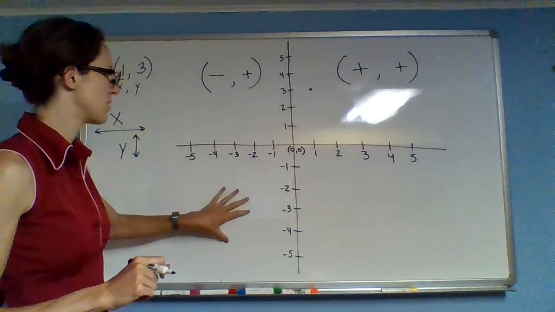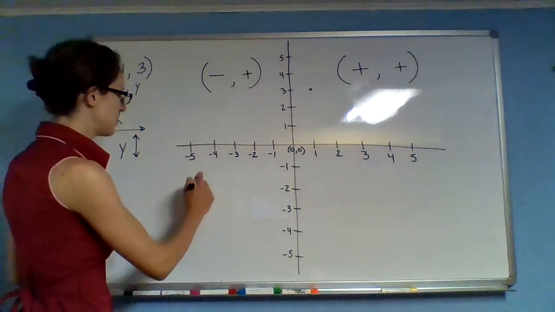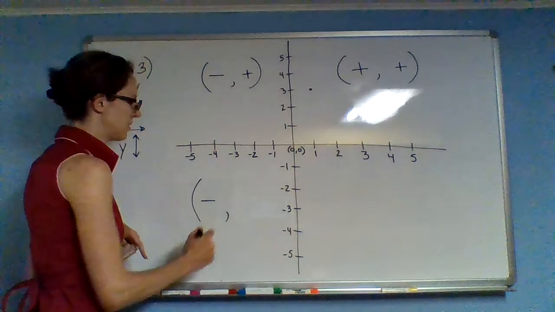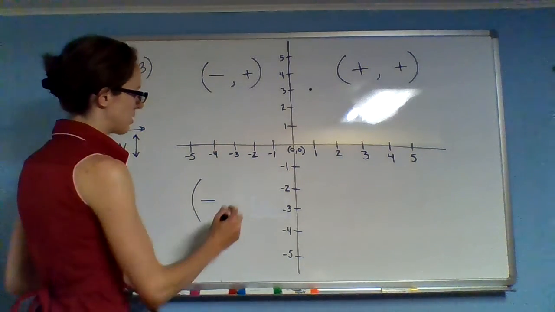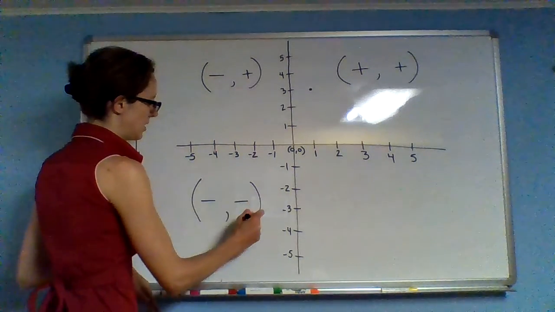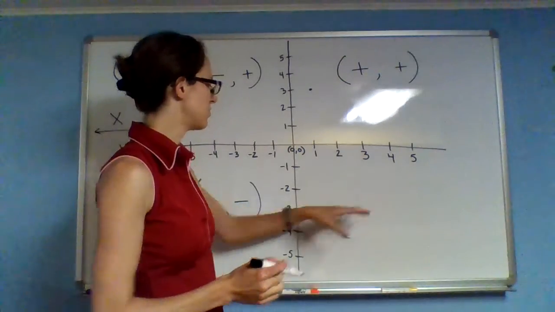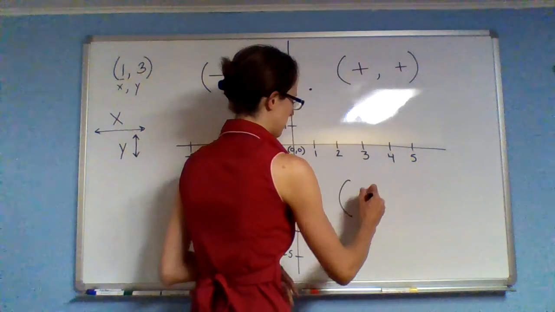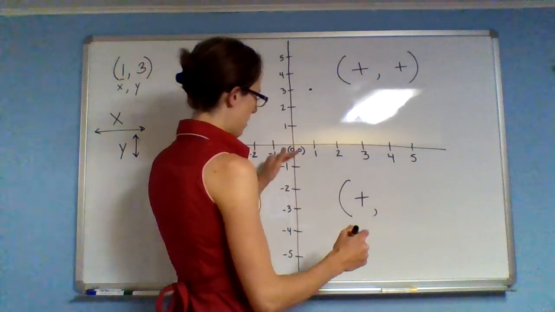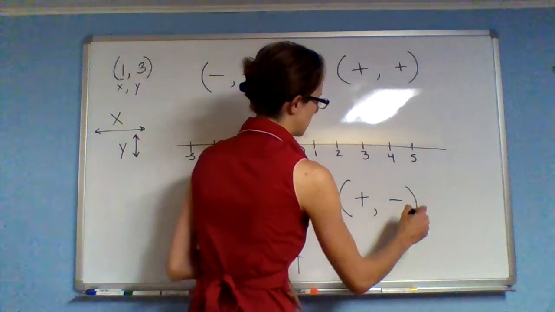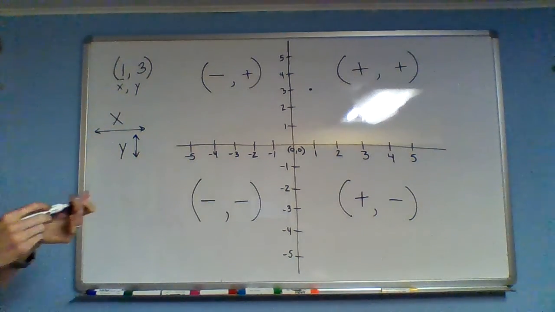As I move into quadrant 3, we can see that the x values are going to be negative, and the y values are also going to be negative. As I move over here to quadrant 4, the x values are going to be positive, but the y values are still going to be negative.